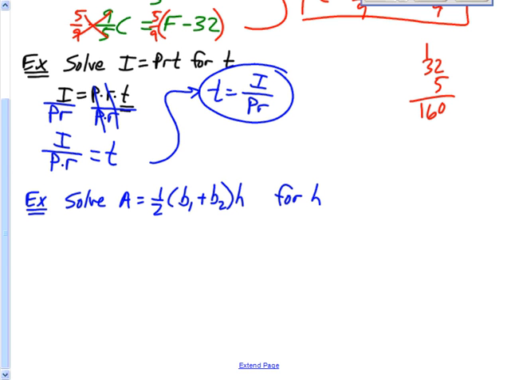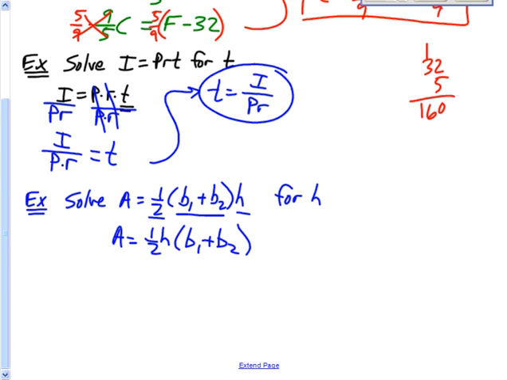A equals 1/2 times base 1 plus base 2, times your height. And we're going to solve this for H. This is the area of a trapezoid. Okay, solve this for H. And you know, the way that this is presented, it kind of bothers me. I actually am going to put the 1/2. You notice it's 1/2 times this, right? Well, the associative property says we can change that order, so I'm actually going to put it like this, because I like this notation better for the area of a trapezoid.